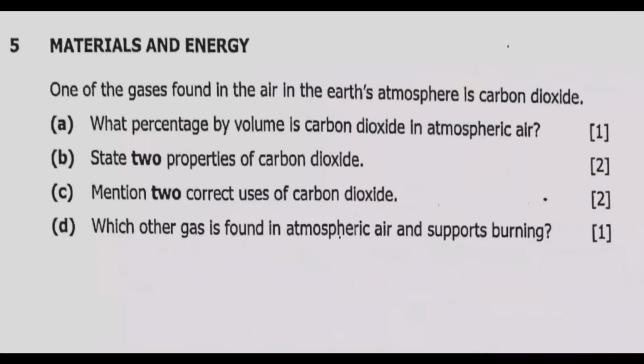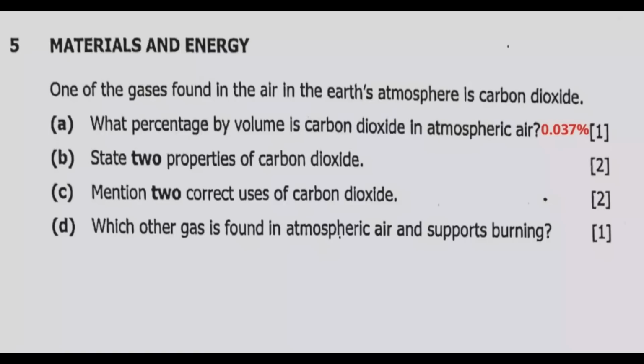Question 5 was coming from the topic of materials and energy. The question is as follows. One of the gases found in the air in the Earth's atmosphere is carbon dioxide. Question 5A is, what percentage by volume is carbon dioxide in the atmosphere? The answer is 0.037%.